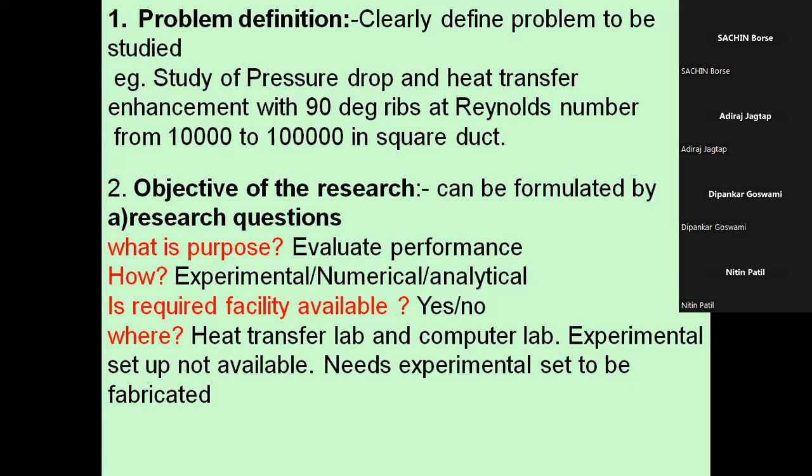Okay, it should be a clear title, and from that you should get a clear idea of what you have done and what you are going to do. So I have given an example. You have to clearly define the problem. Study the pressure drop and heat transfer enhancement with 90-degree ribs at Reynolds numbers from 10,000 to 1 lakh in the square duct. I have clearly defined the problem.